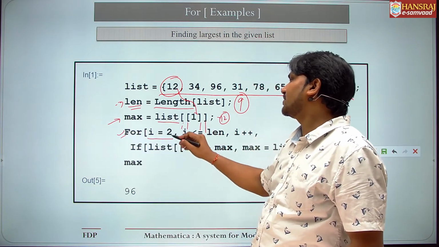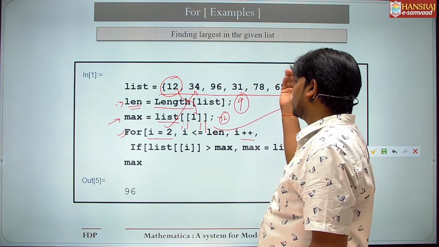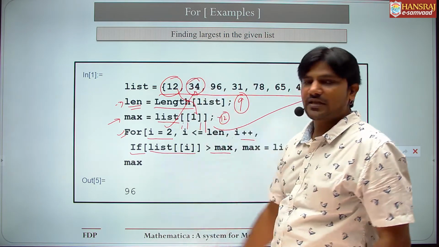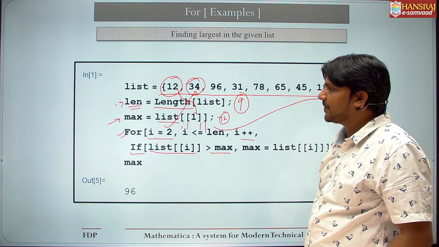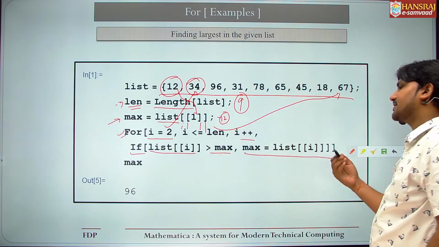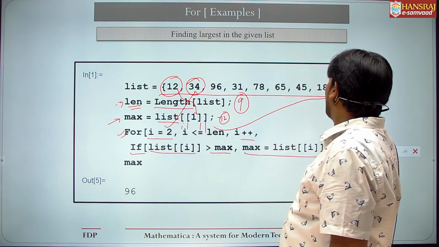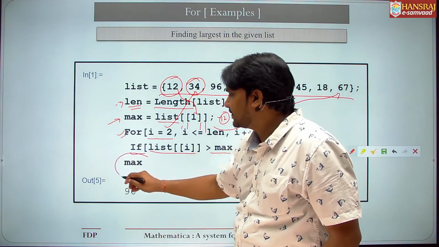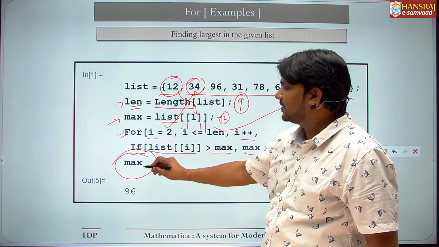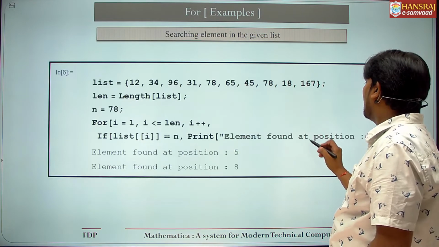Similarly, we will go with I equal to 2, from the second position to the end position, incrementing the position value. If list I is greater than maximum, that means whatever list element is coming, let's say second position 34, we will check if it is greater than max, then the max will be the next element, and we will do it again and again up to the last value, and at last, outside of it, you will put the max variable, and whatever max is there you will get as your answer, 96. So you can understand very easily how you can do it.